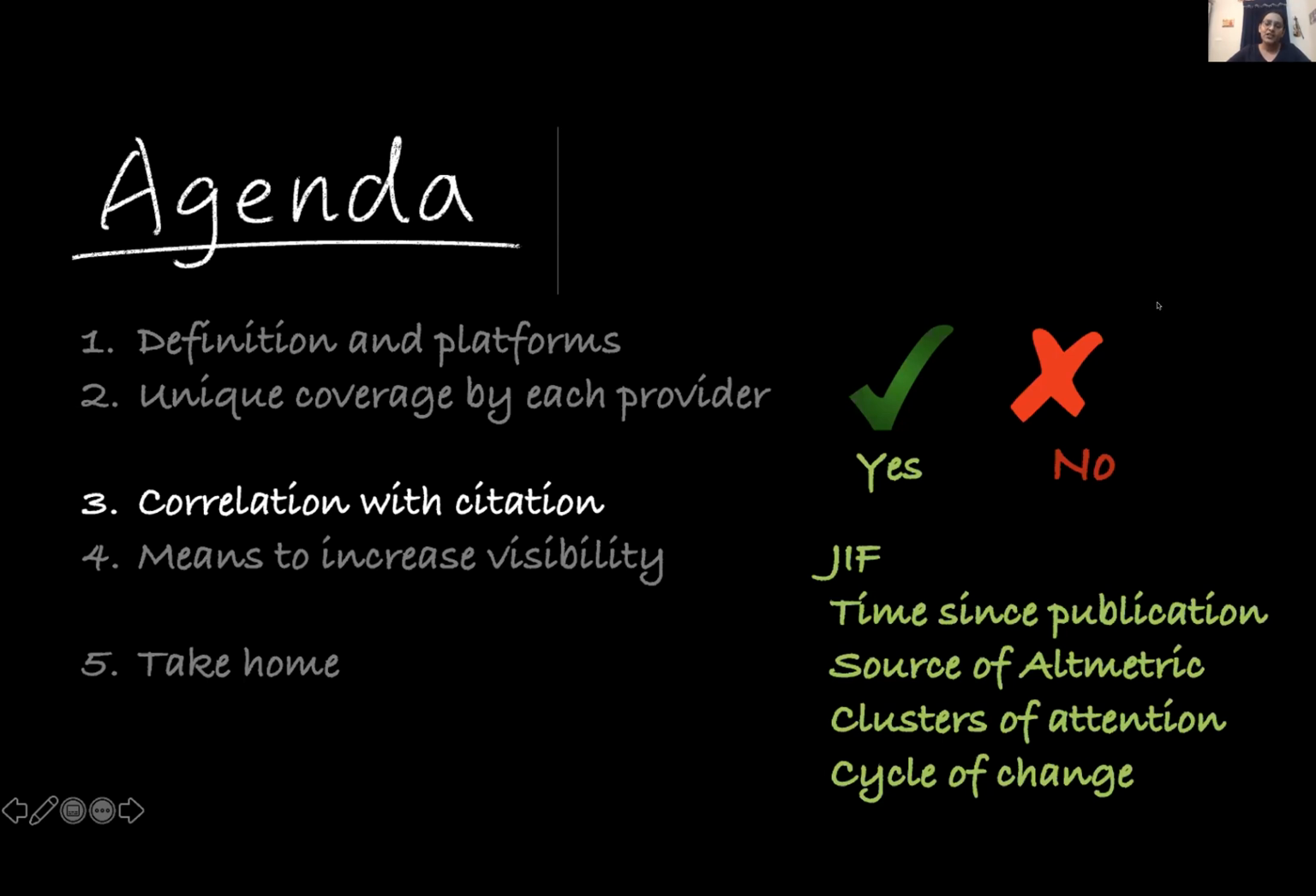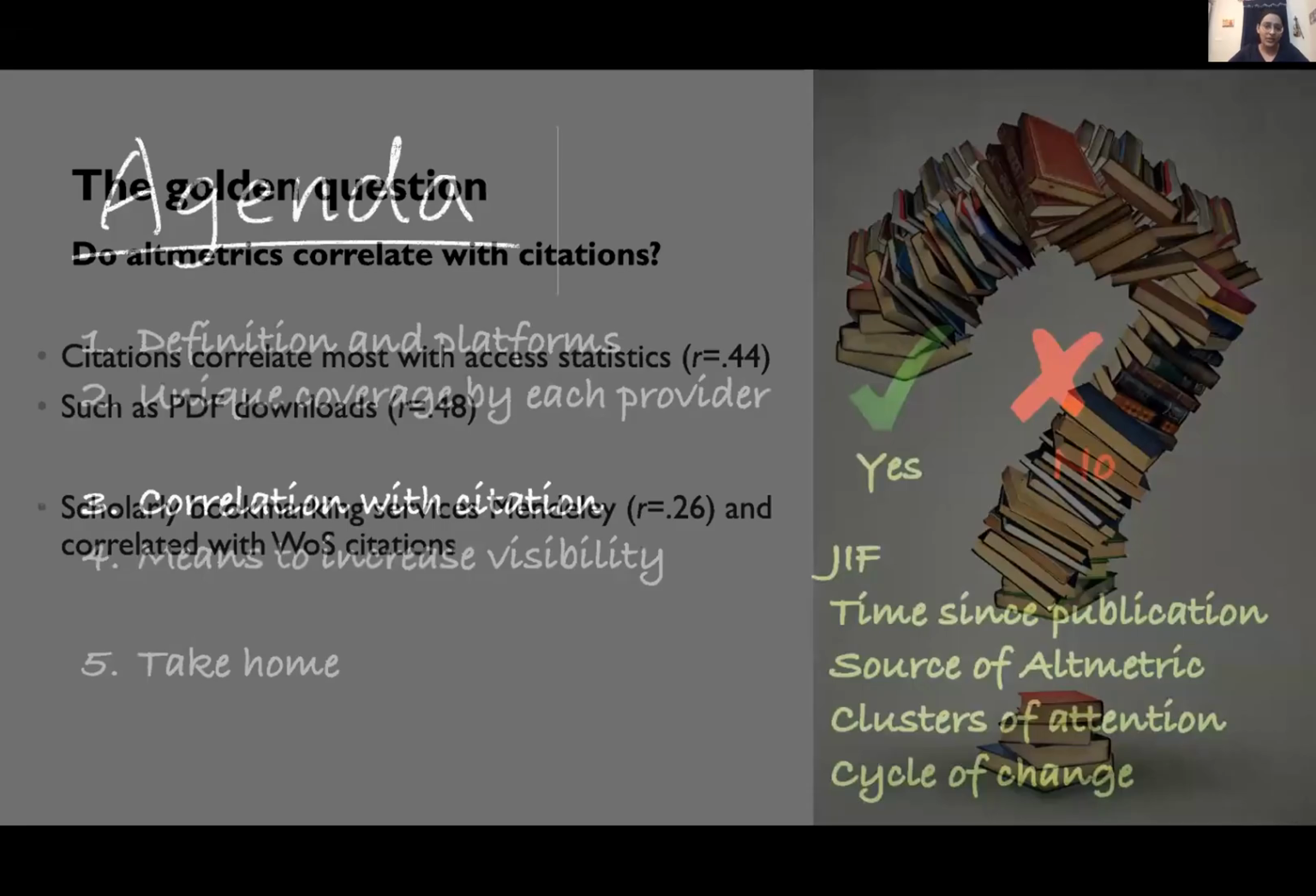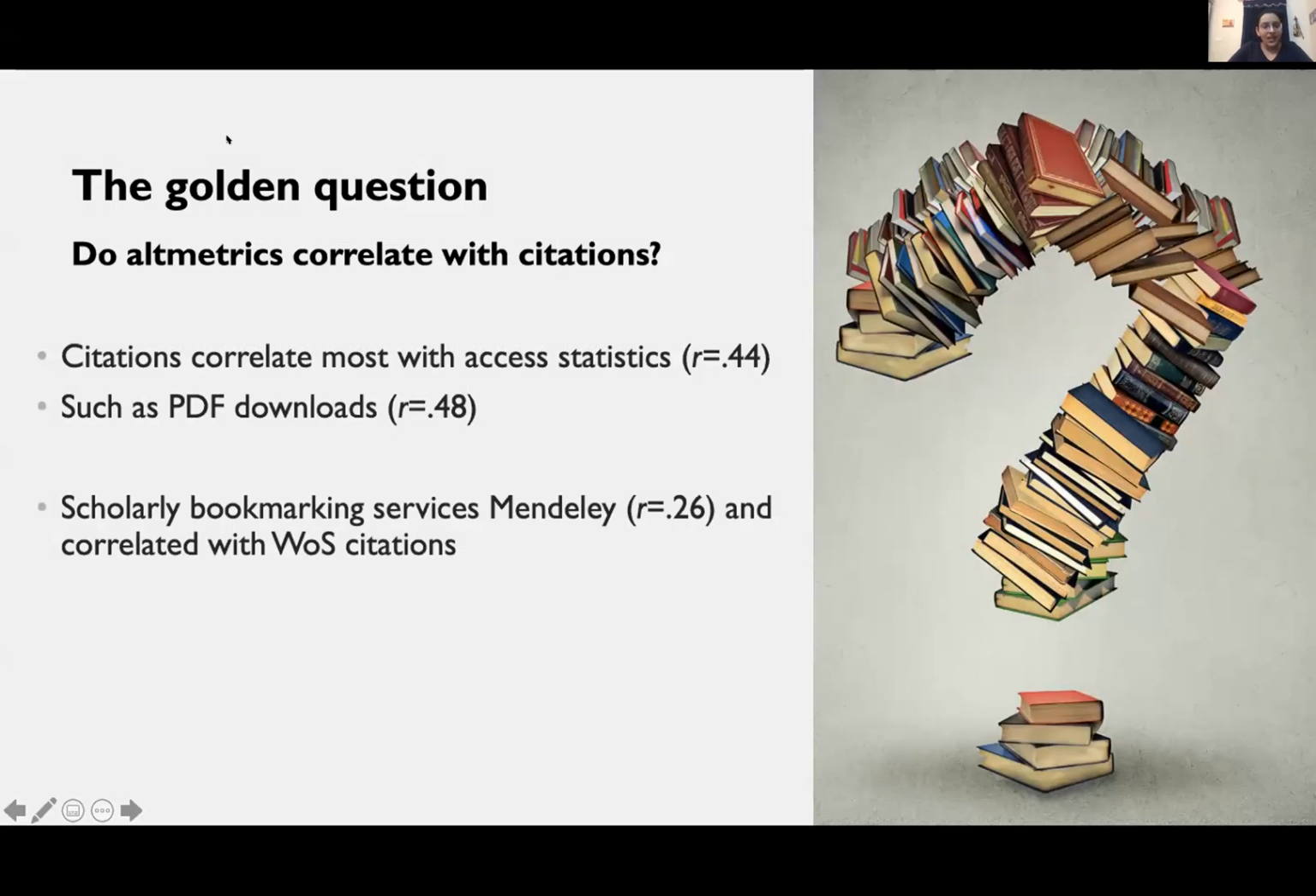And then there are clusters of attention and cycle of change, which is a very interesting concept, and we'll talk about it in a while. So this is the goal impression, and the citations correlate most with access statistics. Here the correlation is moderate, and some studies have shown weak correlation with overall citation rate, but with access statistics, it's around 0.4 to 0.5 based on the different studies.